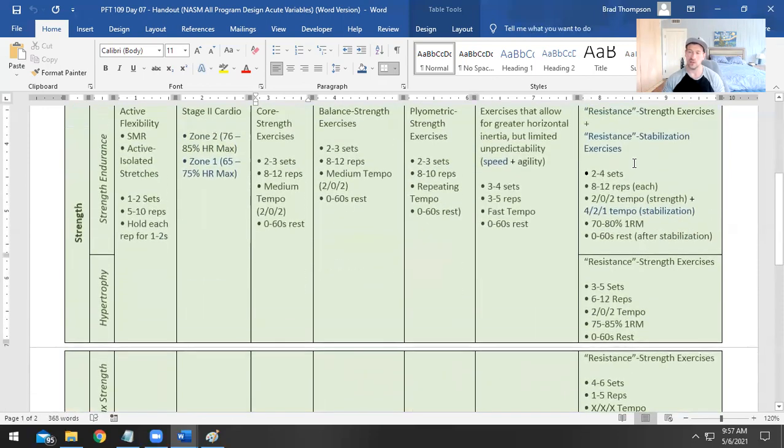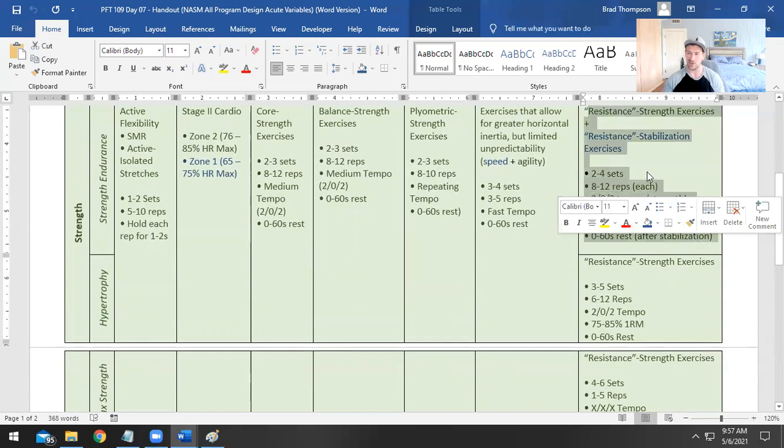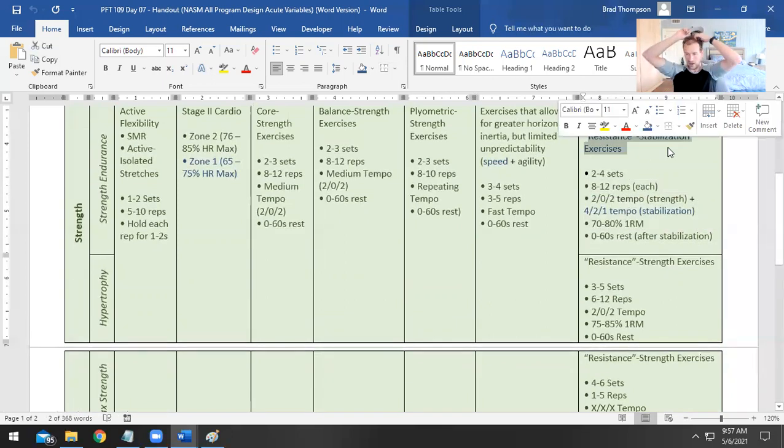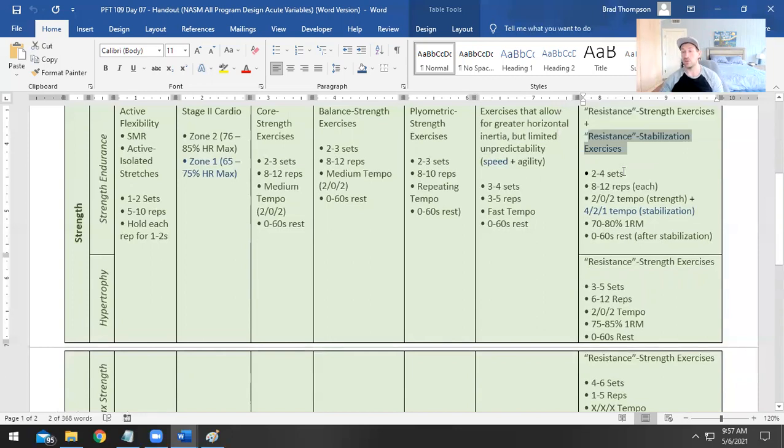If they're in strength endurance, they're kind of easing their way out of stabilization. They're gonna pair strength movements with stabilization movements, right? They're going to do that for about 2 to 4 sets, 8 to 12 repetitions for each movement. So that's really 16 to 24 if you think about it. A 2-0-2 tempo for your strength movement, or a 4-2-1 tempo for your stabilization. 70 to 80% of your 1 rep max, and no rest after the stabilization movement. 60 seconds of rest after the strength movement.